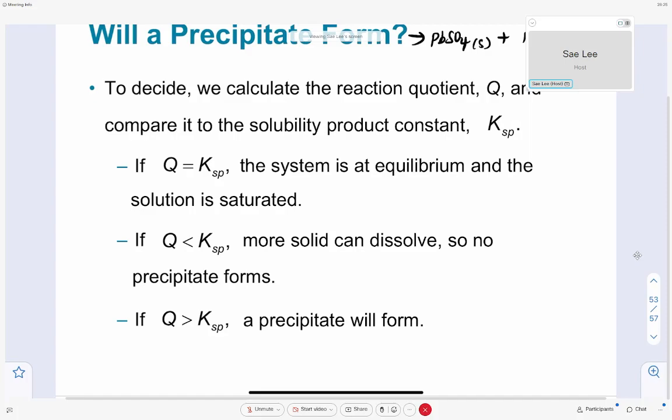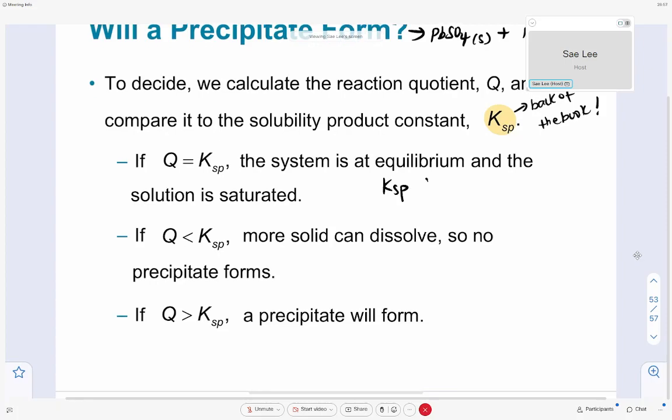In order to determine whether lead sulfate is going to precipitate or not, you need to calculate the reaction quotient Q and compare it to the solubility product constant of lead sulfate. Where do you find this information? Back of the book, right? The KSP value for lead sulfate is a published value. It's known to be 6.3 times 10 to the negative 7.